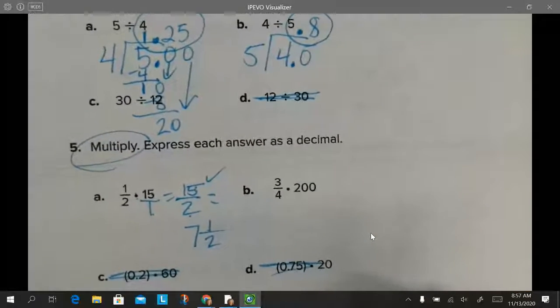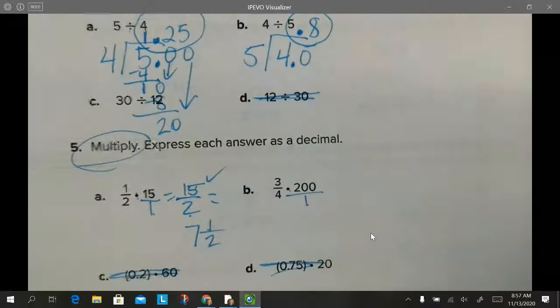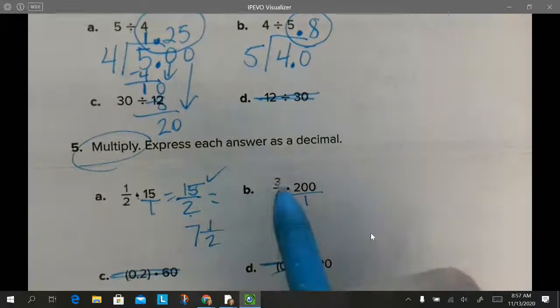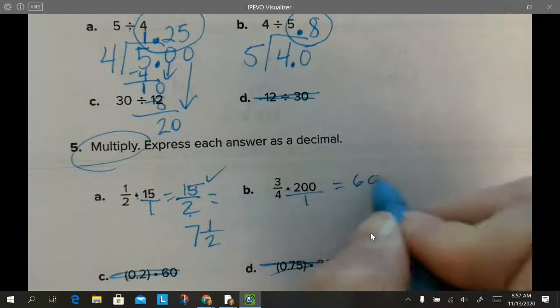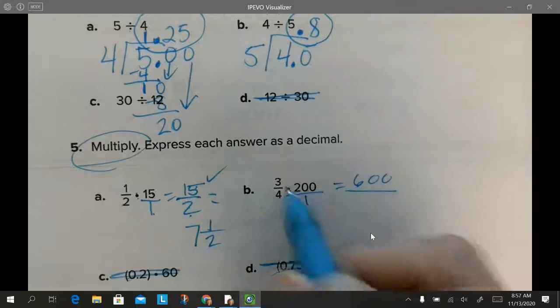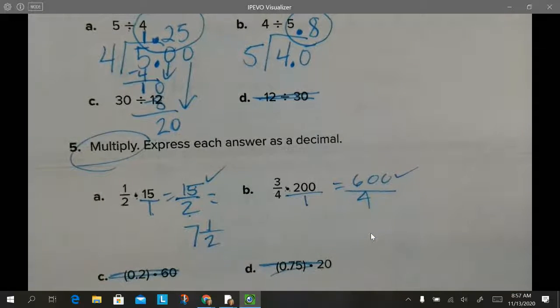All right, take a look at letter B. Letter B says 3/4 times 200 over 1, okay? You can times your numerator. 3 times 200 equals 600, okay? 4 times 1 is 4. And that answer is fine. Okay, that answer is fine.